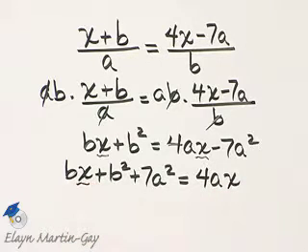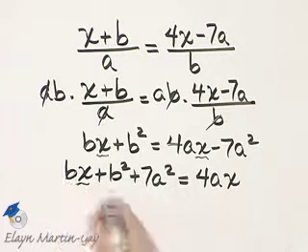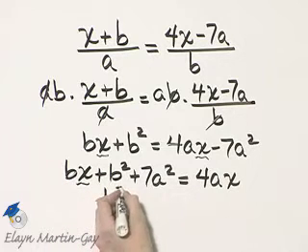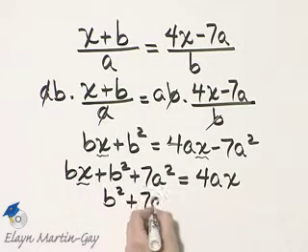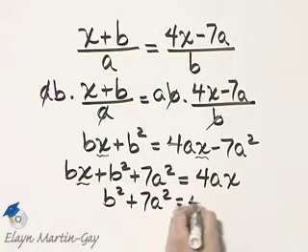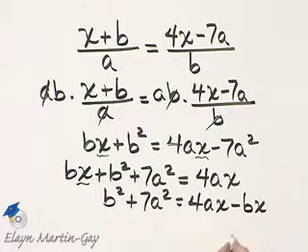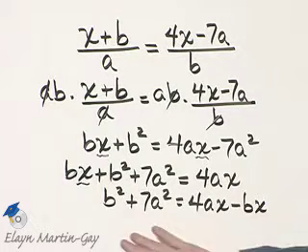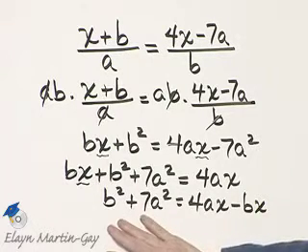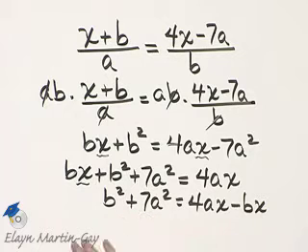Now I'll subtract bx from both sides. If I subtract bx from the left side, I'll have b squared plus 7a squared is equal to 4ax minus bx. Notice what I've done. I've written this so that terms without the variable I'm solving for are on one side, terms with the variable I'm solving for on the other side.